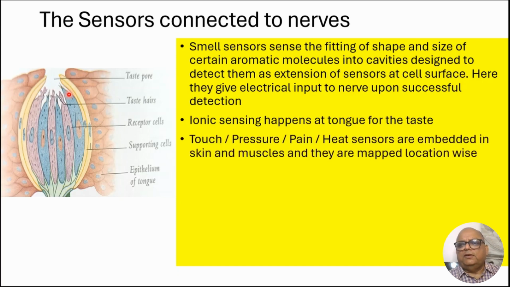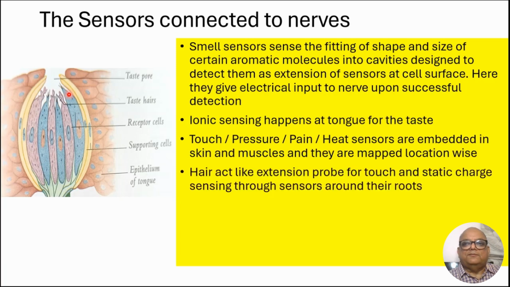And touch, pressure, pain and heat sensors are supposed to be embedded in skin and muscles at several places, and they are mapped location-wise. The body knows which sensor is signaling from where, which part of the body. So they are mapped. And in the skin, there are hair-like extension probes, which extend the sensitivity of touch and presence of static charge on hair. And then there are erector muscles, which can make the hair stand, literally.